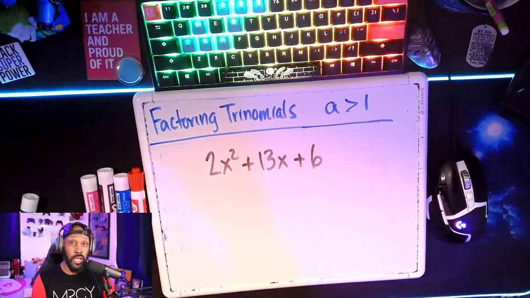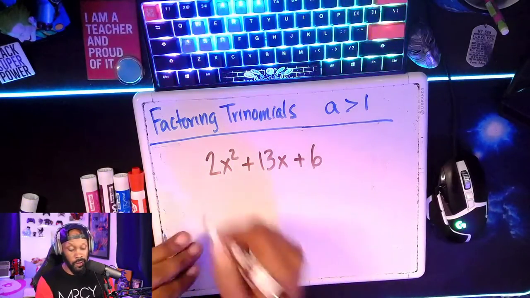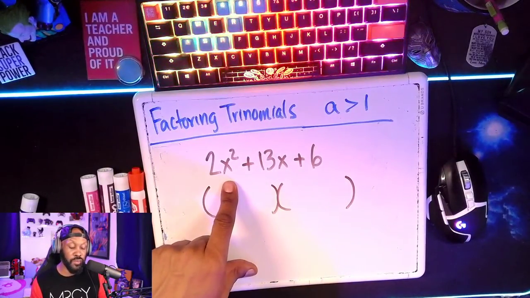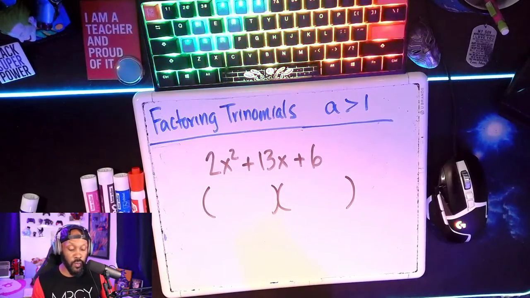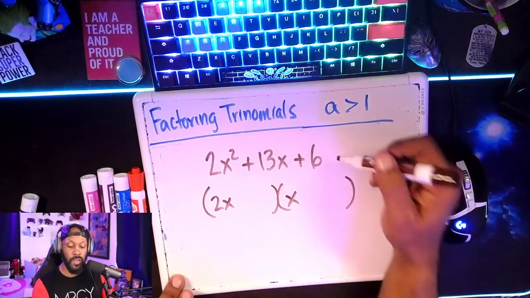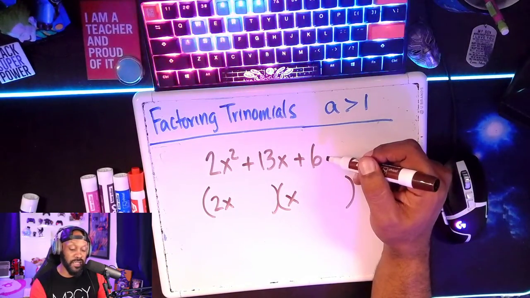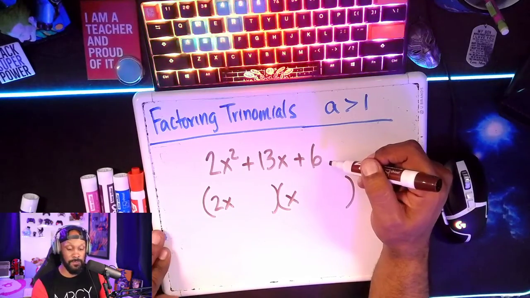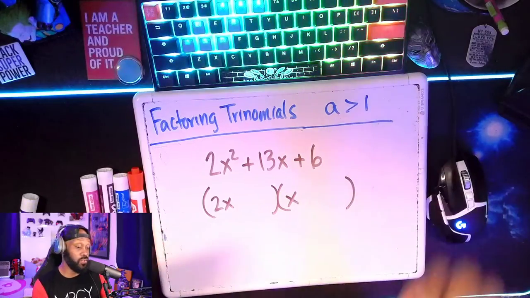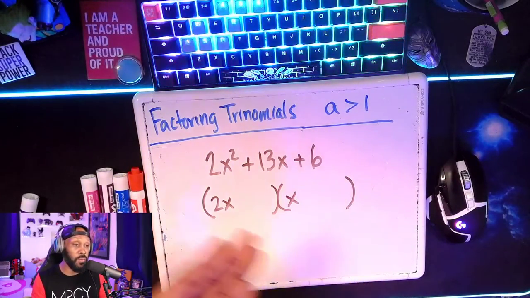Again, there's no GCF that you can factor out here. So again, you already know, you're just going to keep going for it. You're going to set it up. What 2 factors can I use to multiply together to get 2x squared? You guessed it, 2x and x. What factors for 6 can work for this? 1 and 6, 3 and 2. If it's 1 and 6 or 3 and 2, where are you placing them?